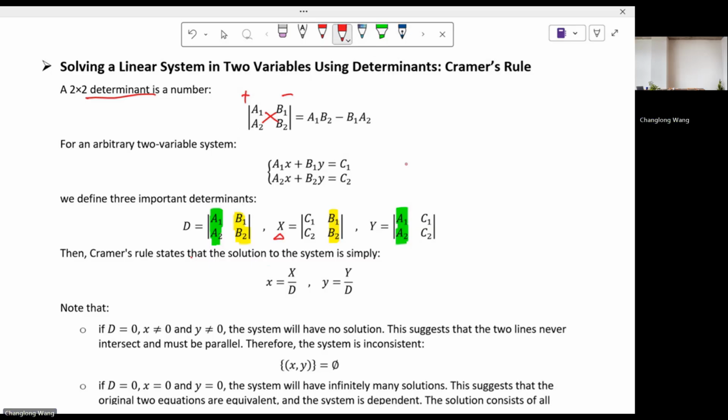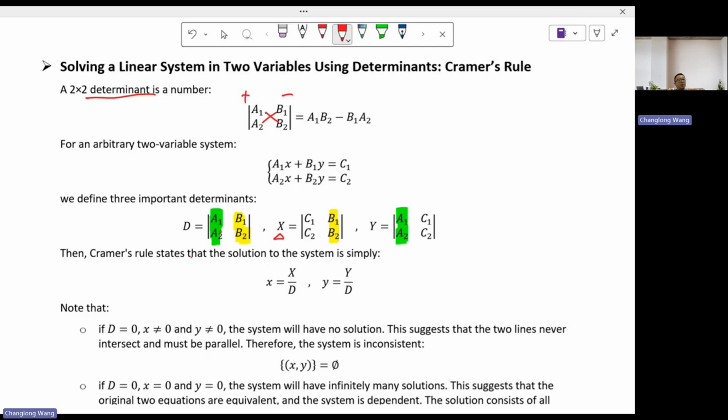Now the same logic applies to the y determinant. So you keep the first column from the D determinant, and we replace the second column with the constants C1, C2, and that means you are going to get something about the y out of this determinant. So something special happens to the second column.